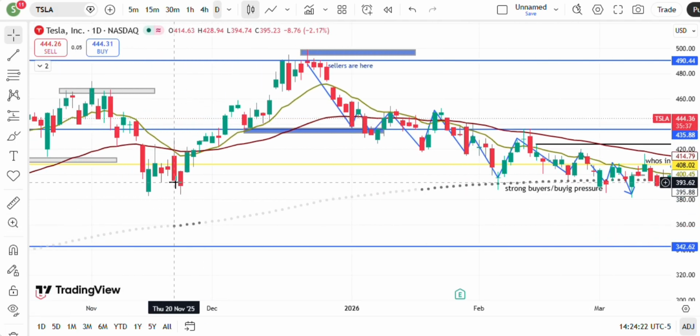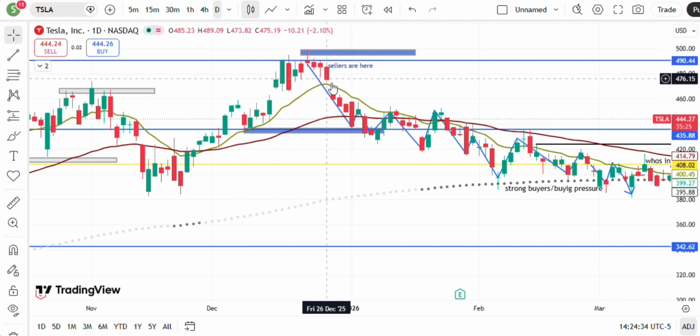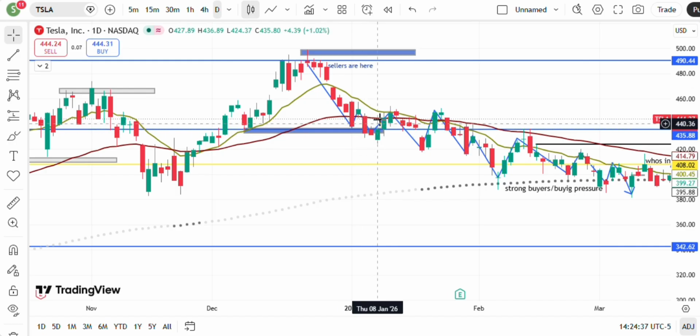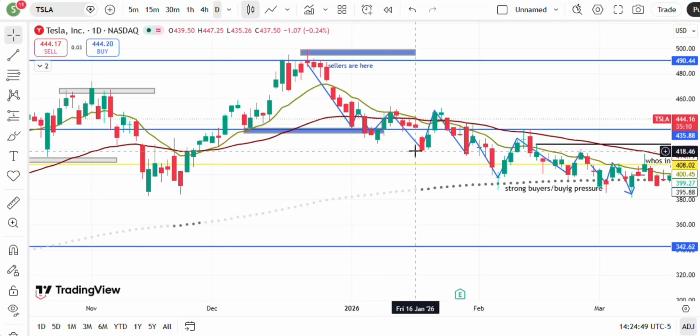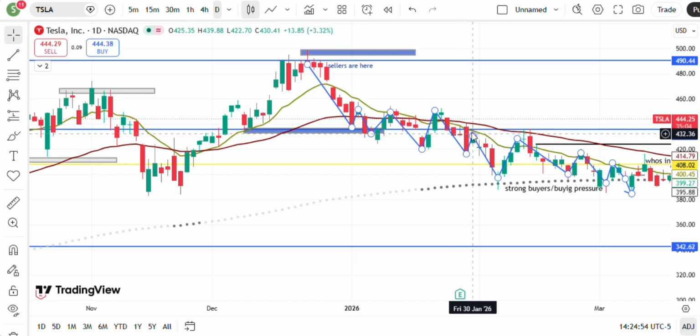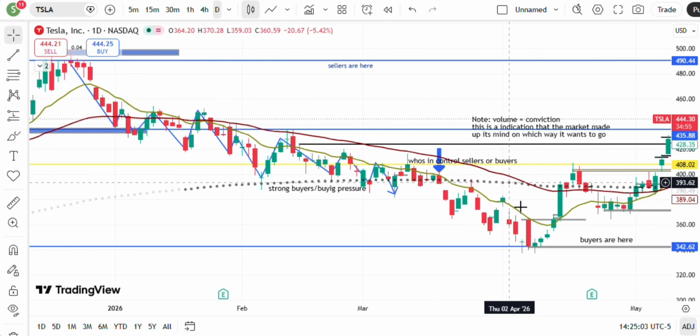We got the low, high, higher low, higher high, then we come back down, low, high, low, equal highs, lower lows, lower high, lower low. So we know that's going down all the way down to here.